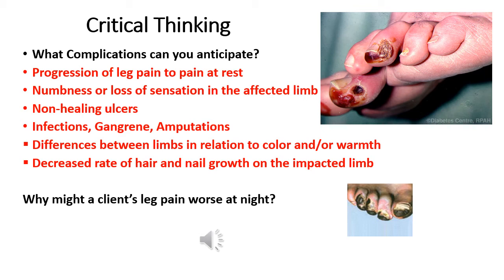Non-healing ulcers, infections, gangrene. There's a nice picture, the lower picture there, of gangrene. These things are a result of a loss of the oxygen and nutrient-rich blood flow, and often result in amputations, which we'll talk about in the next voiceover.